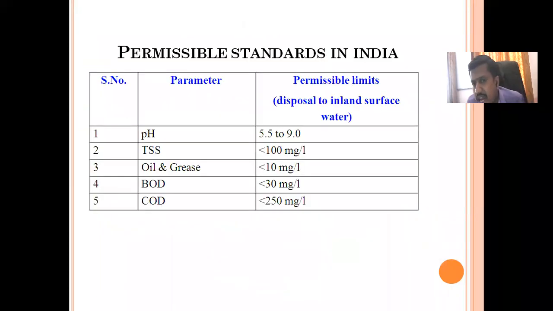Now these are some standards, permissible standards in India, for the wastewater. Okay, so pH किती पाहिजे treated wastewater चा? It is in between 5.5 to 9. Total suspended solids TSS less than 100 mg per liter. Oil and grease percentage किती पाहिजे?